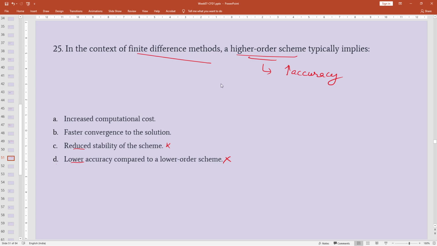So the only thing we can say, from the discretization itself, is that in higher order schemes the number of terms in the equations is high. Because when we are going for higher order schemes, there is a possibility of including a higher number of terms in the discretized equation. So it will in turn increase the computational cost. So our answer is option A, increased computational cost.